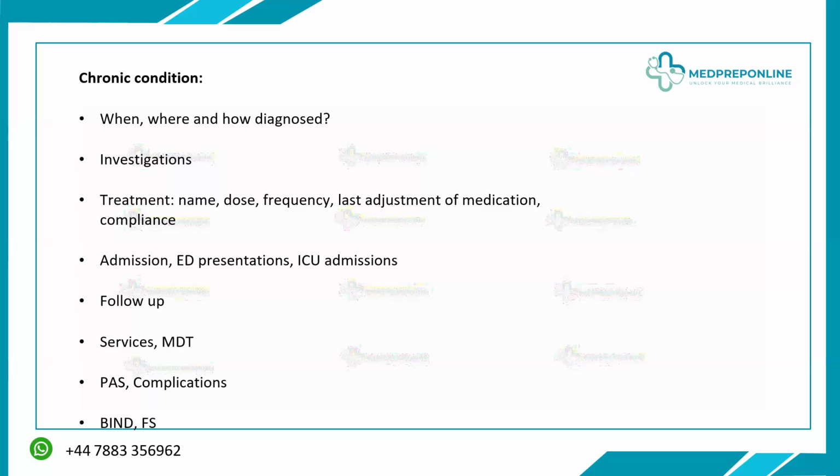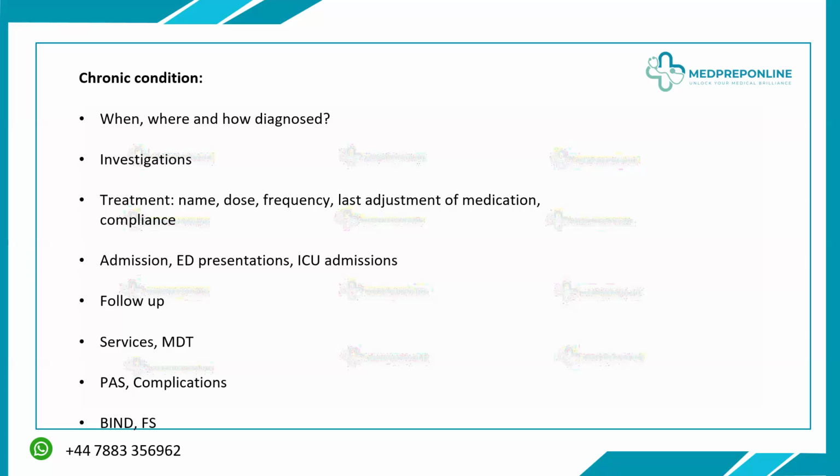These things are especially important for children with asthma or any other condition like epilepsy. These children can come to the ED frequently, and sometimes they need admissions as well. So after that, you can ask about the follow-up, like where the child is being followed up. Is it the OPD or some other, like any specialist OPD? Like if the child is having epilepsy, maybe the child is following with you and following some neurology team as well. So ask about the follow-up, and then ask about the services, if there is any multidisciplinary team involvement.